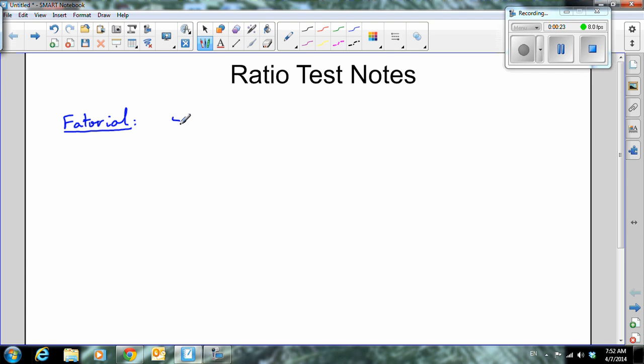Example, 5 factorial. I start by writing it as follows. It's just 5 with an exclamation point next to it. And it actually means 5 times 4 times 3 times 2 times 1. So 5 factorial is the product of all integers starting at 5 all the way to 1. So if I ask you for 4 factorial, it will be 4 times 3 times 2 times 1. If I say 10 factorial, it means we start at 10. That will be 10 times 9 all the way to 1.